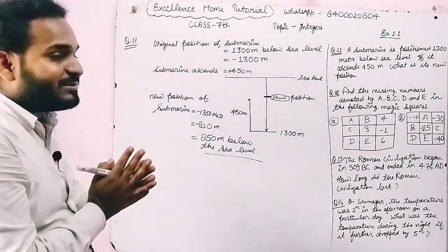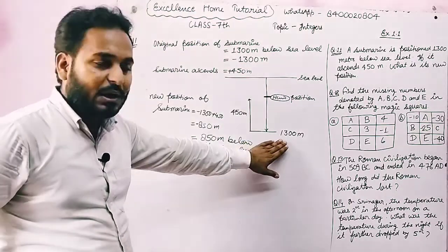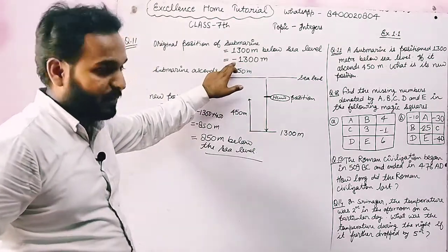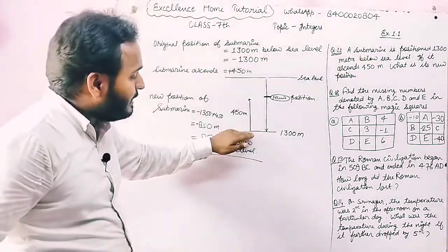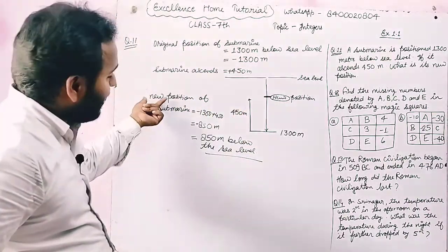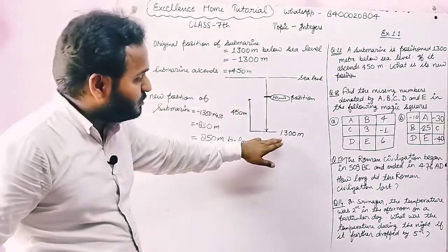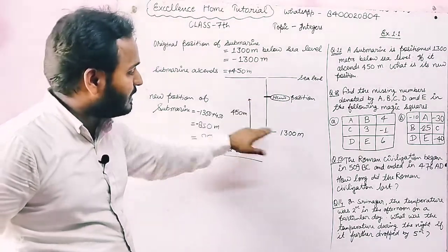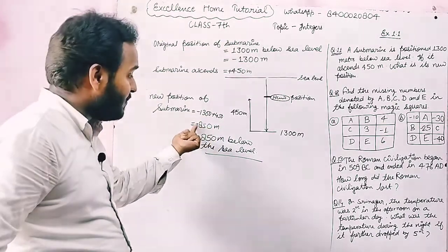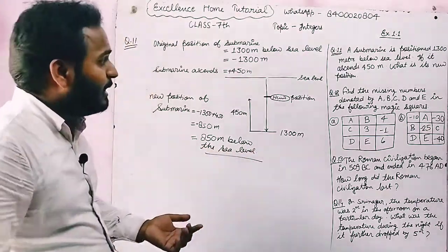Okay, so let's revise it. A submarine is positioned 1300 meter below the sea level, which is represented by a negative sign, by minus sign. After that it ascends 450 meter, which is represented by a positive sign. So we have to find out the new position of the submarine, that is we have to add, because this is a negative sign and a positive sign. After adding, minus 850 meter, this minus sign represents below the sea level, so 850 is the answer.